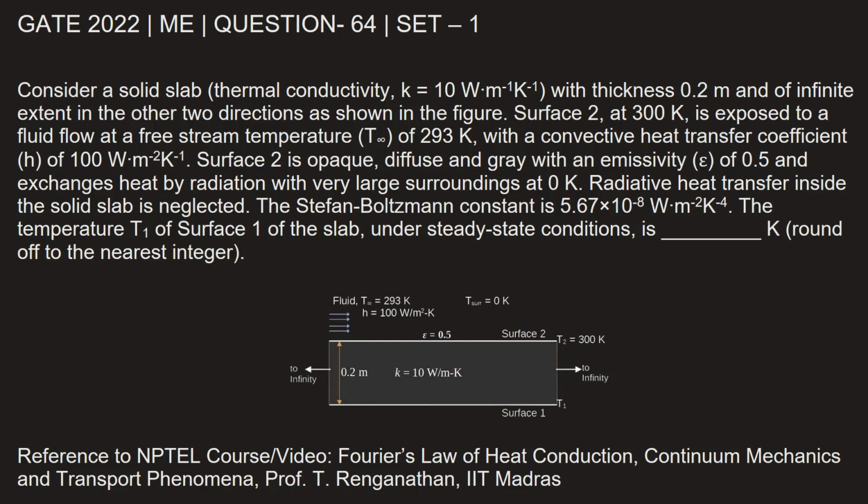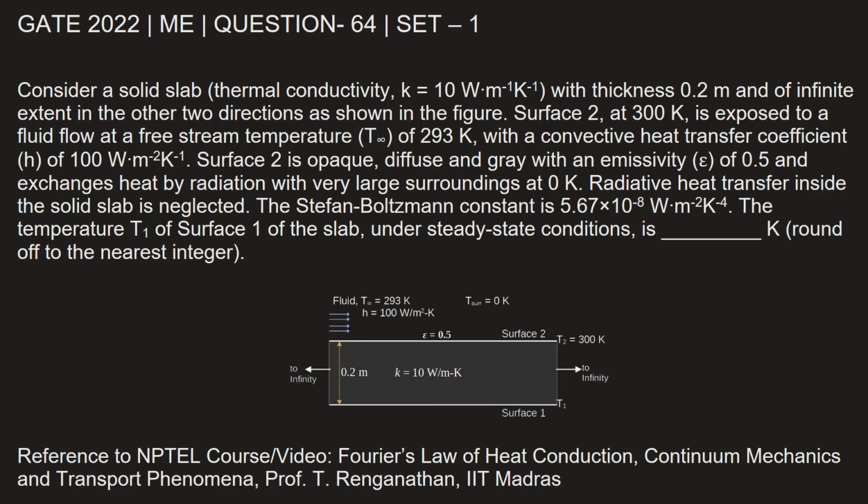This question is from GATE 2022 Mechanical Engineering paper set 1, question number 64. Consider a solid slab whose thermal conductivity K is 10 watt per meter per Kelvin with thickness 0.2 meter and of infinite extent in the other two directions as shown in the figure.